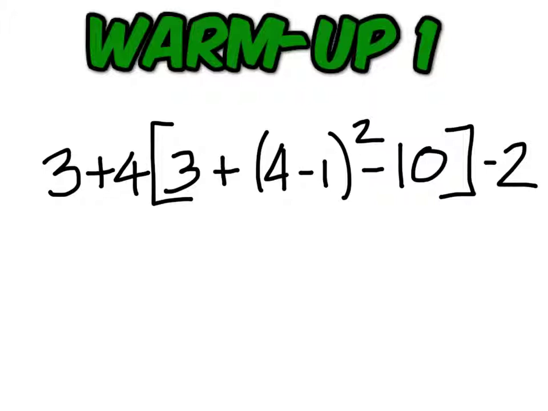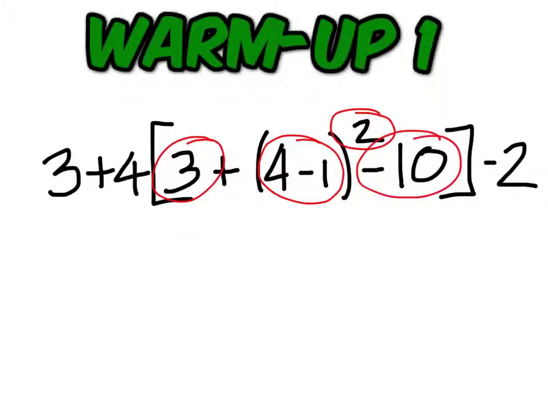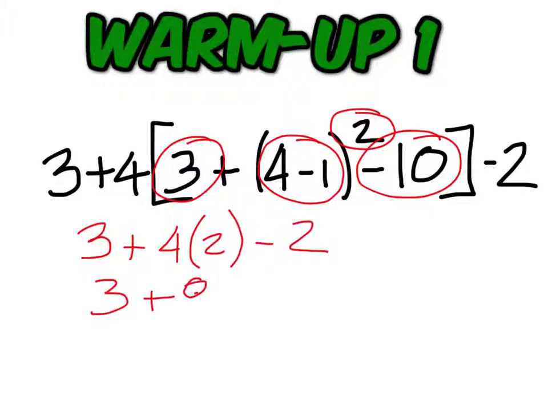If you missed this problem, check this out. You have to do 4 minus 1 first, which is 3. Squared is 9. Plus 3 is 12. Minus 10 is 2. So 3 plus 4 times 2 minus 2 is 3 plus 8 minus 2, which is 9.